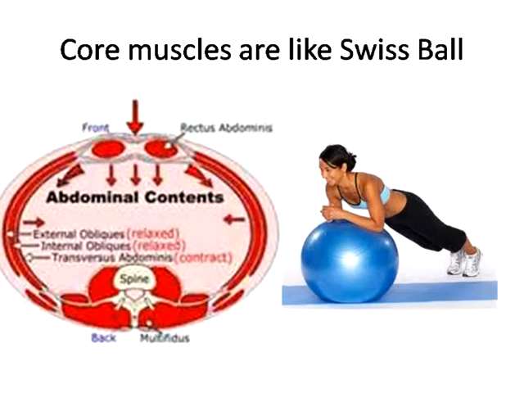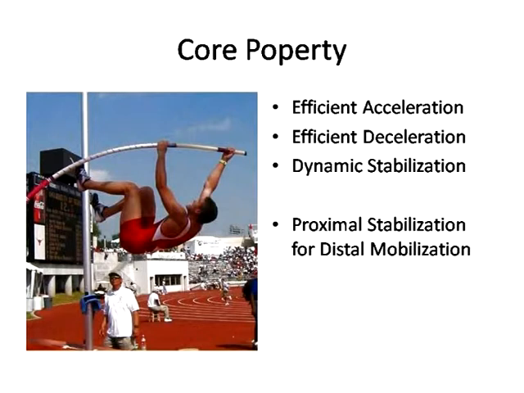So what are the properties of the core? Efficient acceleration. Everyone wants to run faster. Five hours, sir. How can I make it to 2 hours and 10 minutes? That's world-class running. How will I cut down to this? We want efficiency again. So efficient acceleration, efficient deceleration, and dynamic stabilization. All this comes from the core group of muscles. And that means we have to activate.